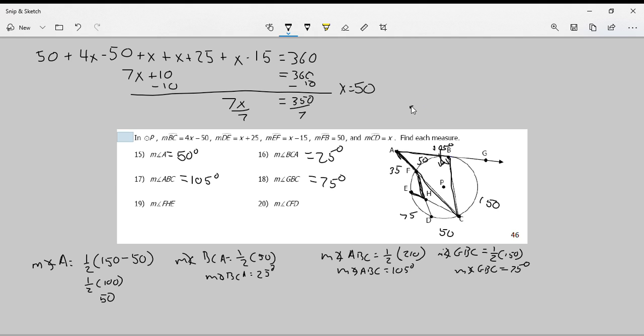So we're going to say the measure of angle FHE is equal to 1/2 of 50 plus 35. 50 plus 35 is going to be 85, and 1/2 of 85 is going to be 42.5. So 42.5 degrees. So the measure of FHE is going to be 42.5 degrees.